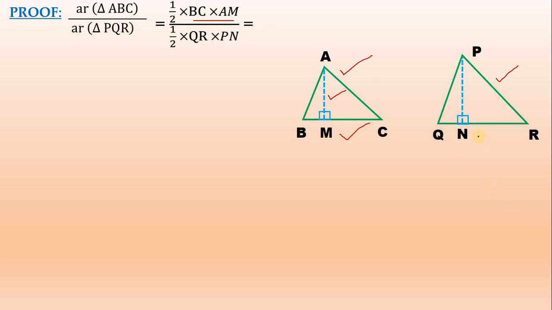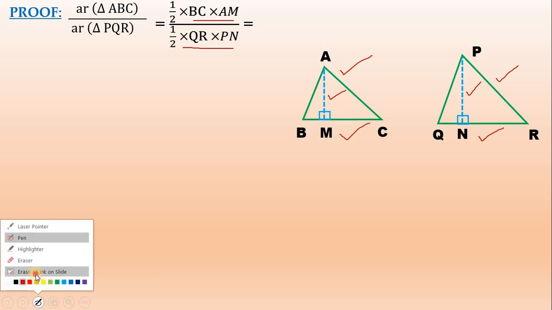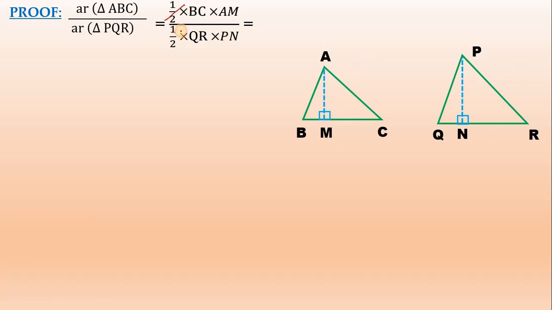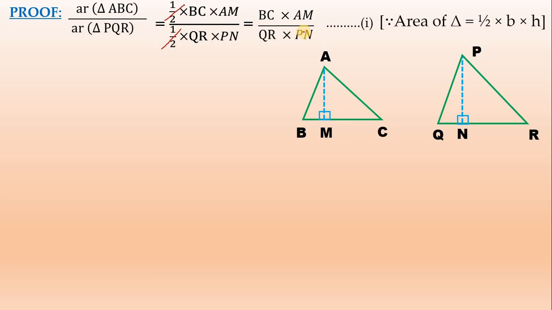Similarly, in the second triangle, base is QR and height is PN. Hence, half into QR into PN. Now here, half and half get cancelled. And what is left? That is BC into AM by QR into PN. Now consider this as equation number 1 and write the proper reason.